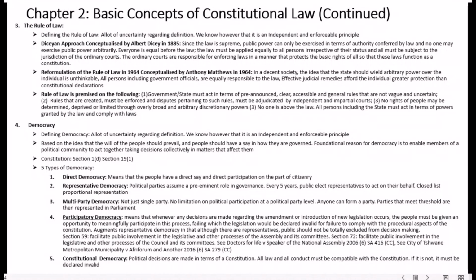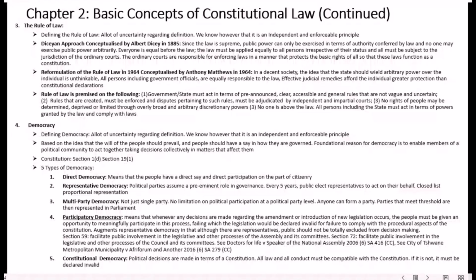So what we know about participatory democracy is that it actually augments representative democracy, in that although there are representatives, the public should not be totally excluded from decision making. They should still have a say in the laws that are enacted, in everything that's happening in the legislature.